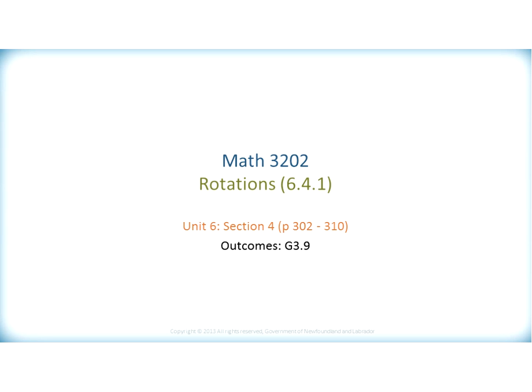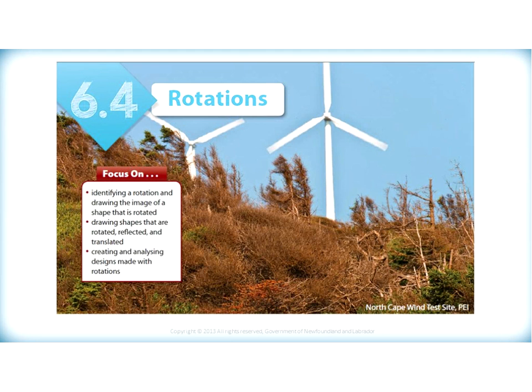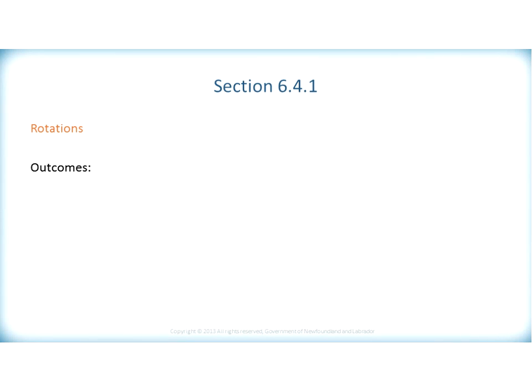In this lesson, we're going to be looking at another form of transformations. So far we've looked at dilations, translations, and reflections. Now we're going to be looking at rotations, which is rotating, spinning something around a central axis. We're going to focus on identifying a rotation and drawing the image of a shape that is rotated, and creating and analyzing designs made with rotations.